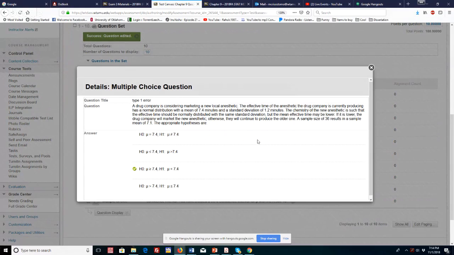A drug company is considering marketing a new local anesthetic. The effective time has a normal distribution with a mean of 7.4 minutes and a standard deviation of 1.2 minutes. The chemistry of the new anesthetic is such that the effective time should be normally distributed with the same standard deviation, but the mean effective time may be lower. If it is lower, the drug company will market the new anesthetic. Otherwise, they will continue to produce the older one. A sample size of 36 results in a sample mean of 7.1.